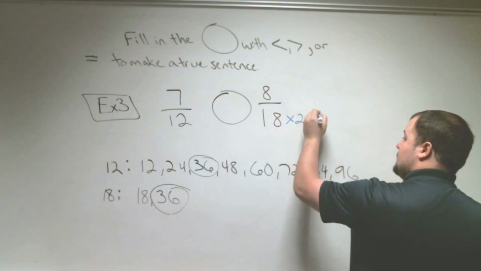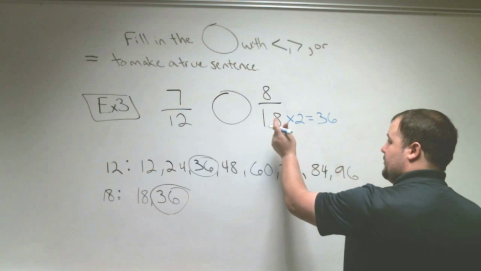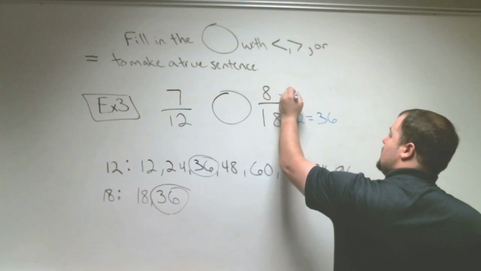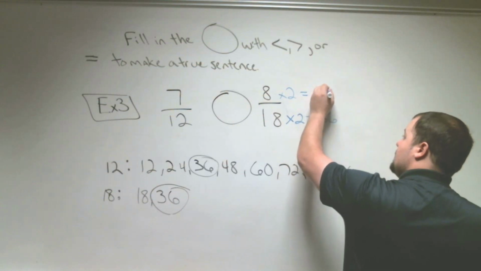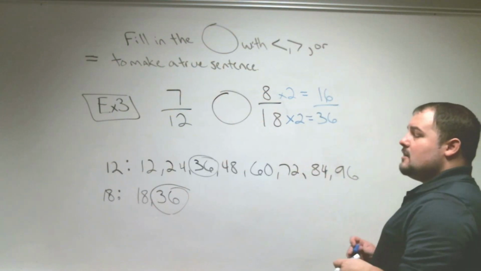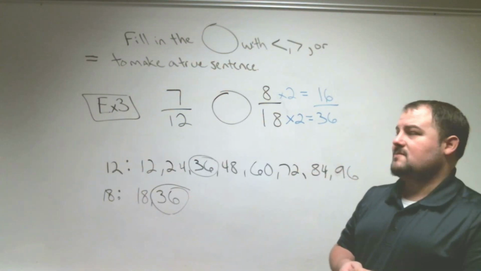Well, 18 times 2 is 36. And if I multiply the denominator by 2, we also have to multiply the numerator by 2. 8 times 2, that's 16. So the fraction that we're comparing is 16/36.